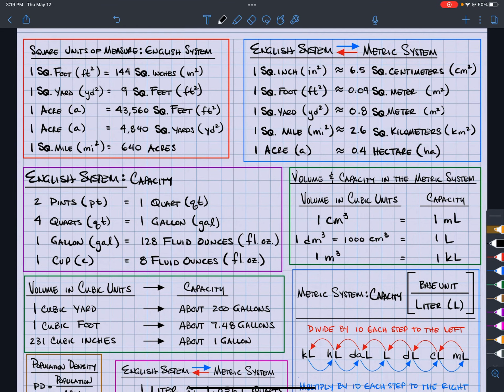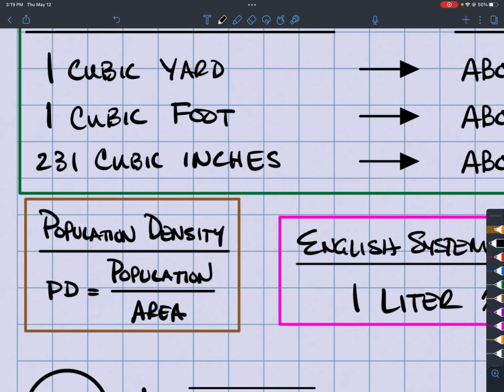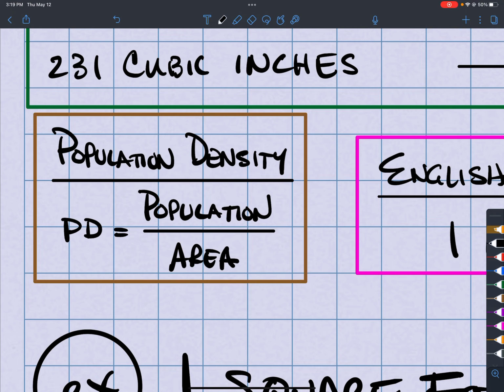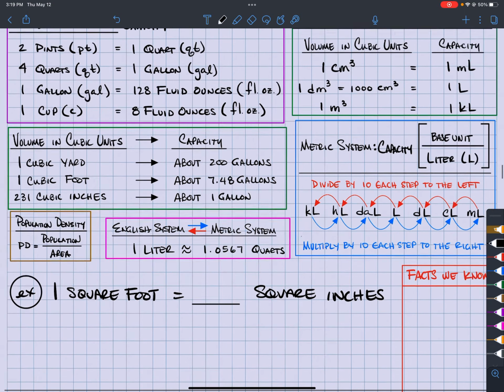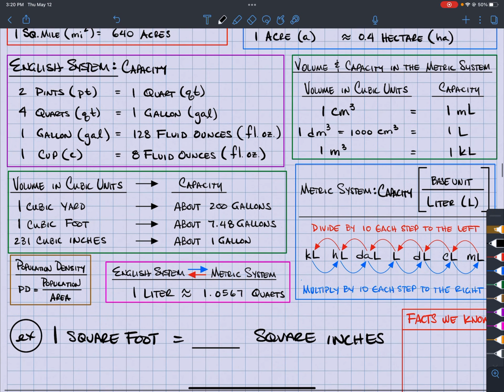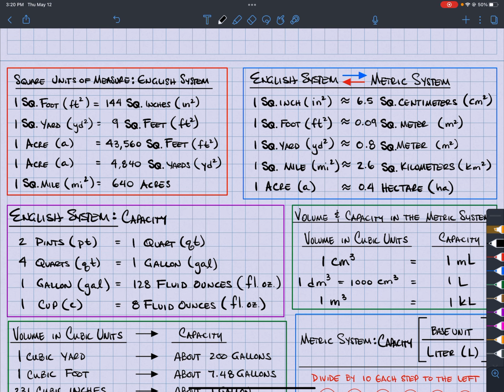All right, so today we're talking more about dimensional analysis, except we're going to be talking about area and also volume, which also means capacity. So, let's look at all the rest of the extra conversions that are available. We've got to make sure that we talk about population density, which is population divided by the area, and being able to convert from the English system to the metric system in terms of volume and capacity. But essentially, with dimensional analysis, we're going to deal with it the same exact way.